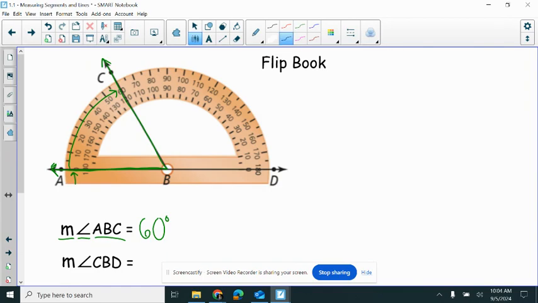The other angle is angle CBD. So I start at C, I go down to B, go down to D. That's the angle that we're trying to find. The bottom of this angle points to the right, so the 0 is now the inside set of numbers. That's where I have to start, and I'm going to go up from 0. If I go up from 0, the other line of the angle goes up to 120. So that angle is 120 degrees.